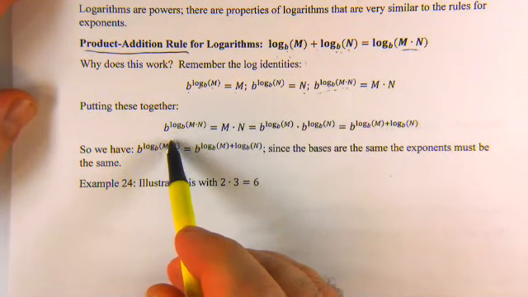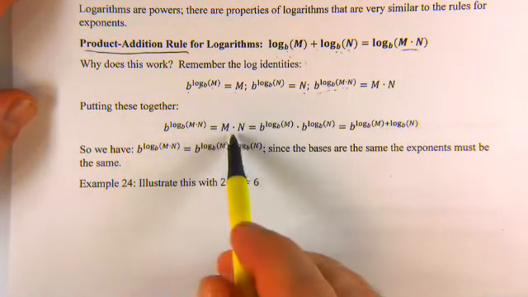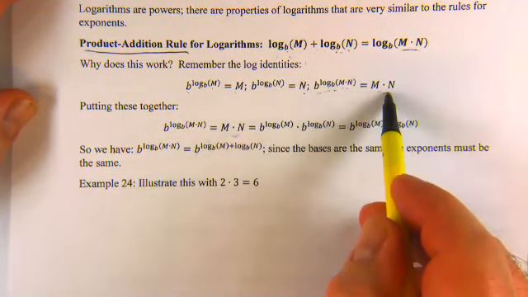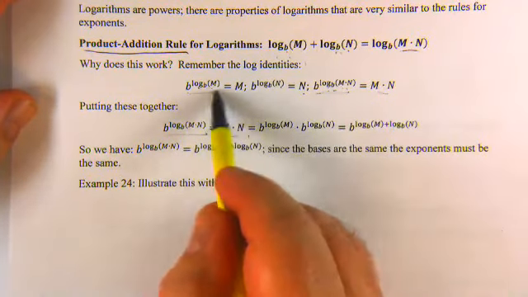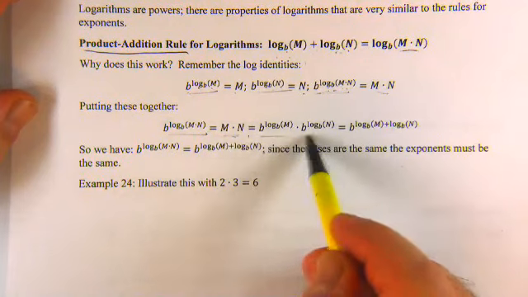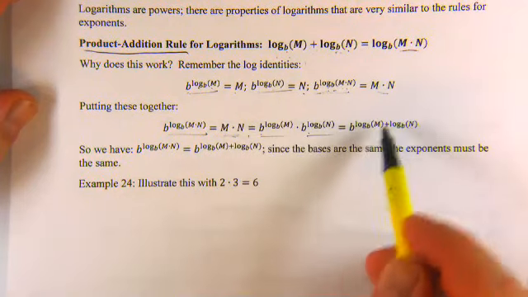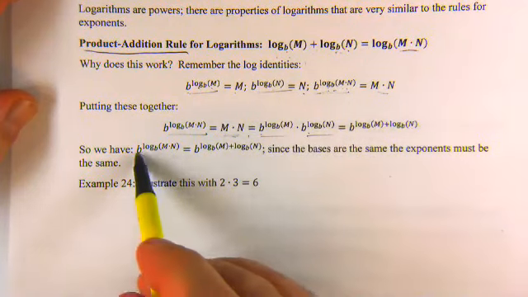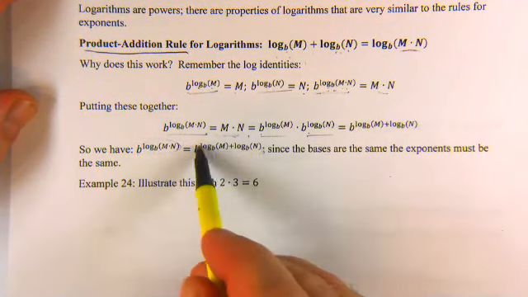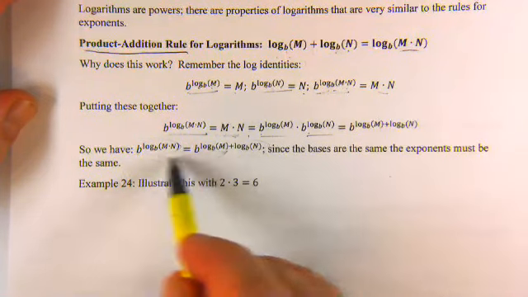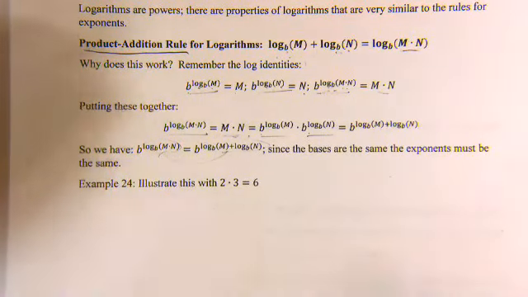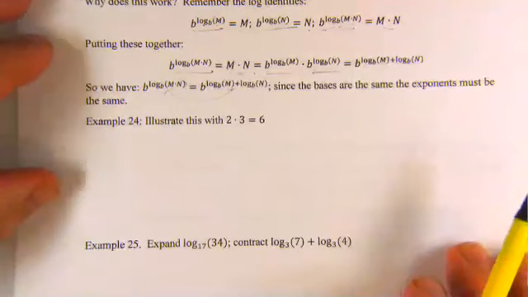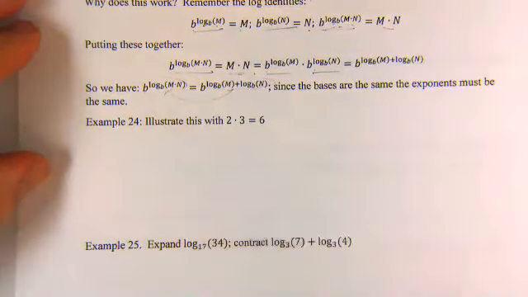So if you put that together, m times n, right, is this, but m times n is also this times that. If we have the same base, we can add the exponents together. So b raised to this is equal to that, and so that means the two things in the exponents have to be the same.